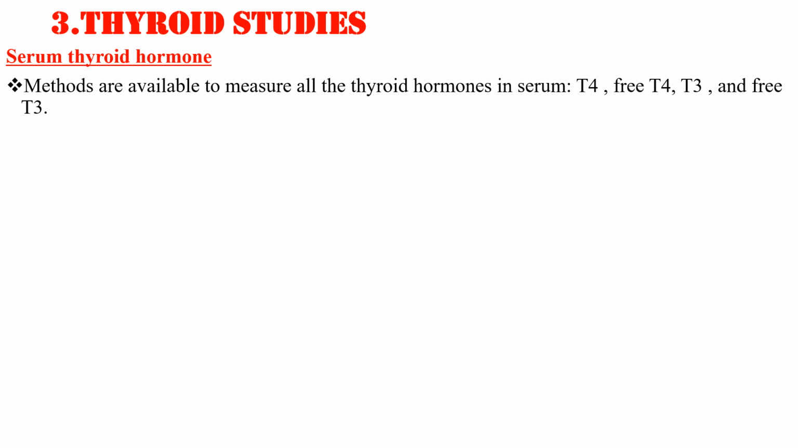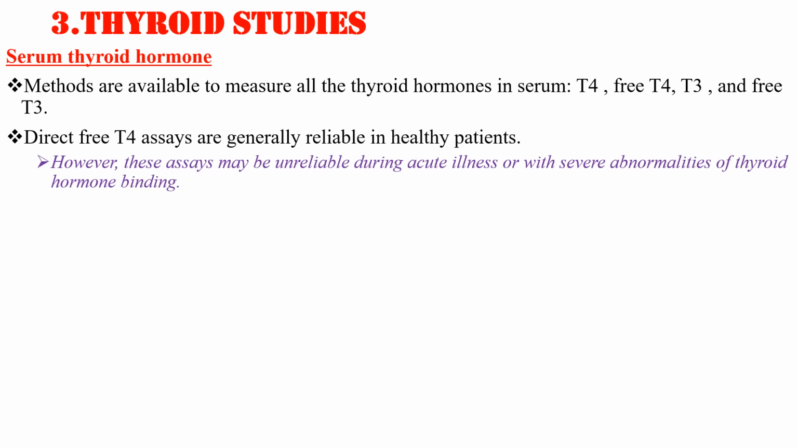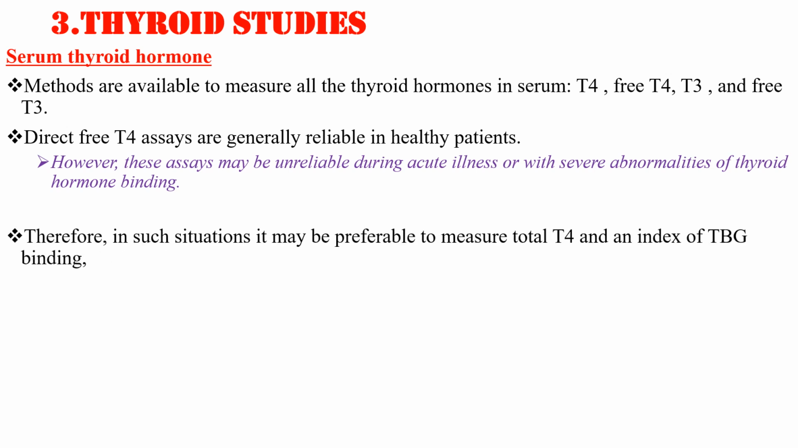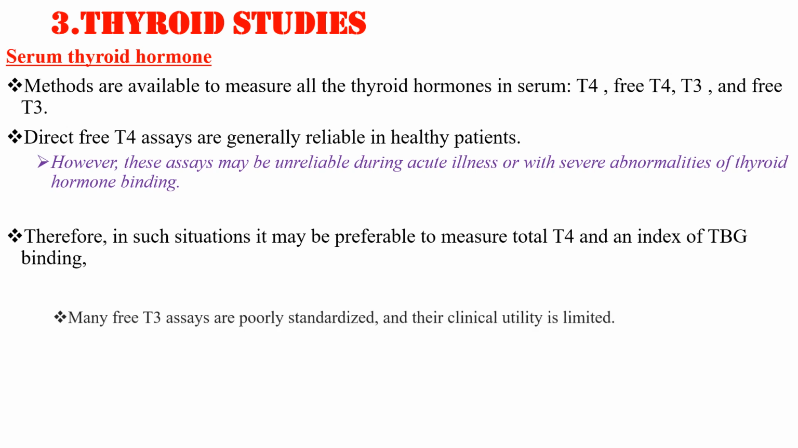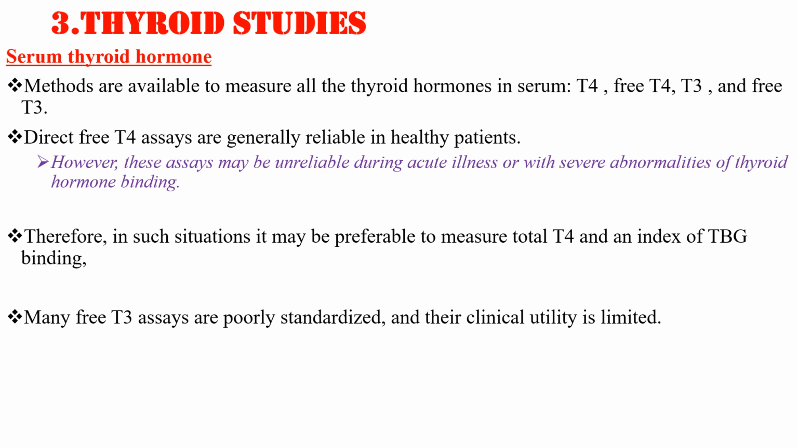Methods are available to measure all the thyroid hormones in serum: T4, T3, free T4, and free T3. Direct free T4 assays are generally reliable in healthy patients. However, this assay might be unreliable during acute illness or with severe abnormalities of thyroid hormone binding. Therefore, in such situations, it might be preferable to measure total T4 and an index of thyroid binding globulin level. Many free T3 assays are poorly standardized and their clinical utility is limited.